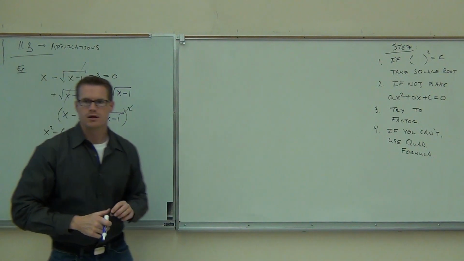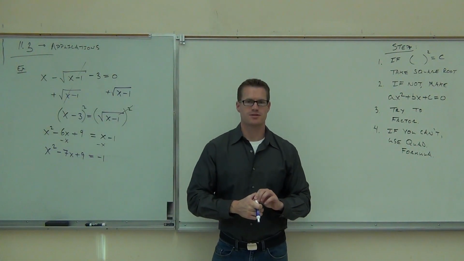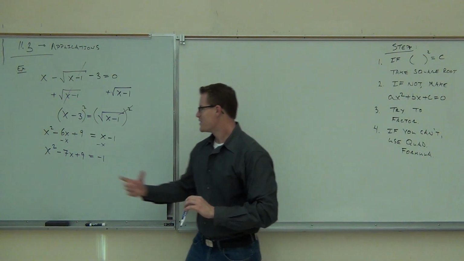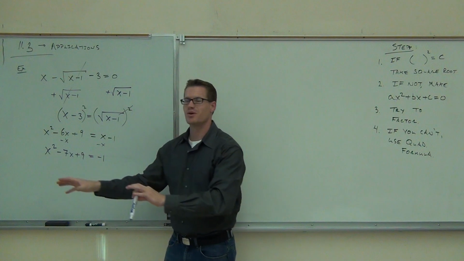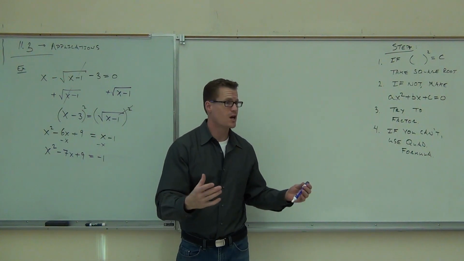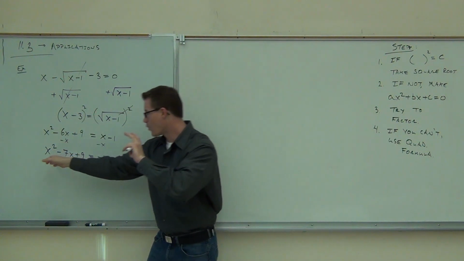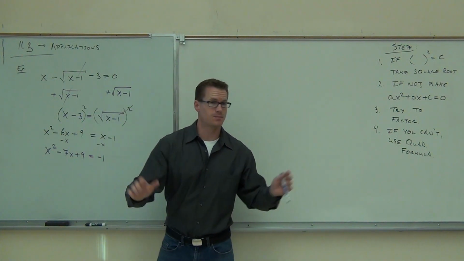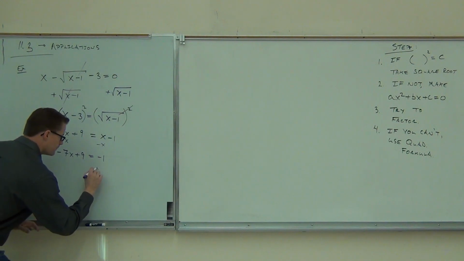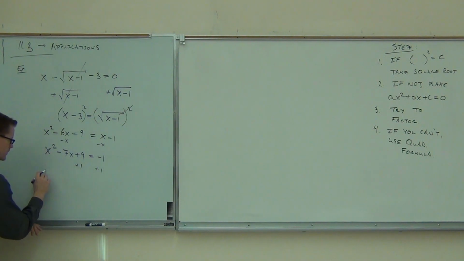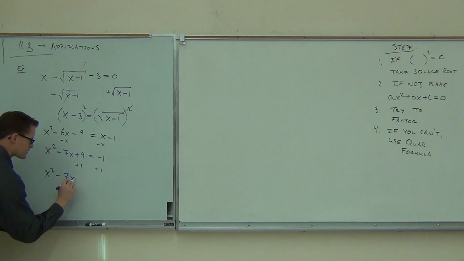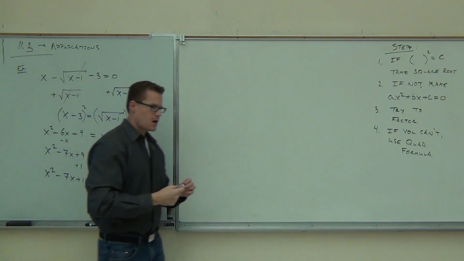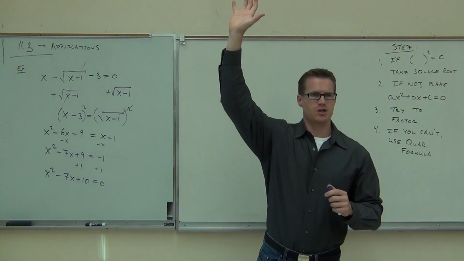Good. And, yes, very good, Melissa. And then lastly, we do what now? Yeah. This isn't good enough yet either. We want it equal to 0. That's the only way this stuff actually works. You have to have some expression equal to 0 for you to factor, or if you use the quadratic formula. That's it. So yeah, we're going to add the 1. We got x squared minus 7x plus 10 equals 0. I need a show of hands if you're okay making it that far, ladies and gentlemen.